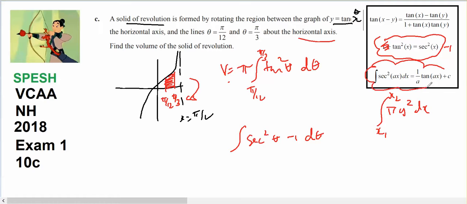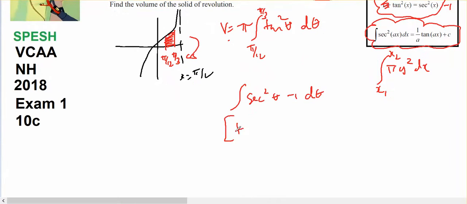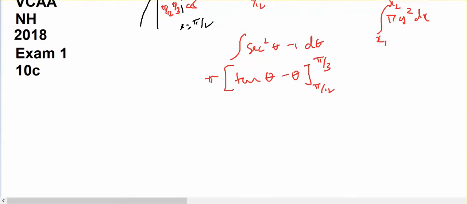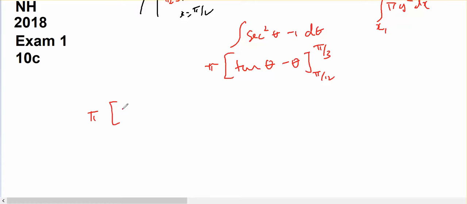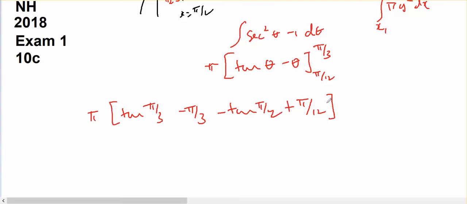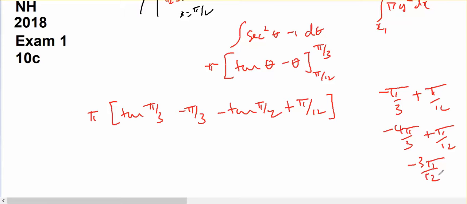And then using the formula sheet, that's going to equal tan theta minus theta from pi on 12 to pi on 3, with a pi at the front. That's going to equal pi times tan of pi on 3 minus pi on 3, minus tan of pi on 12 plus pi on 12. Minus pi on 3 plus pi on 12 is minus 4 pi on 12 plus pi on 12 is minus 3 pi on 12, which is minus pi on 4.